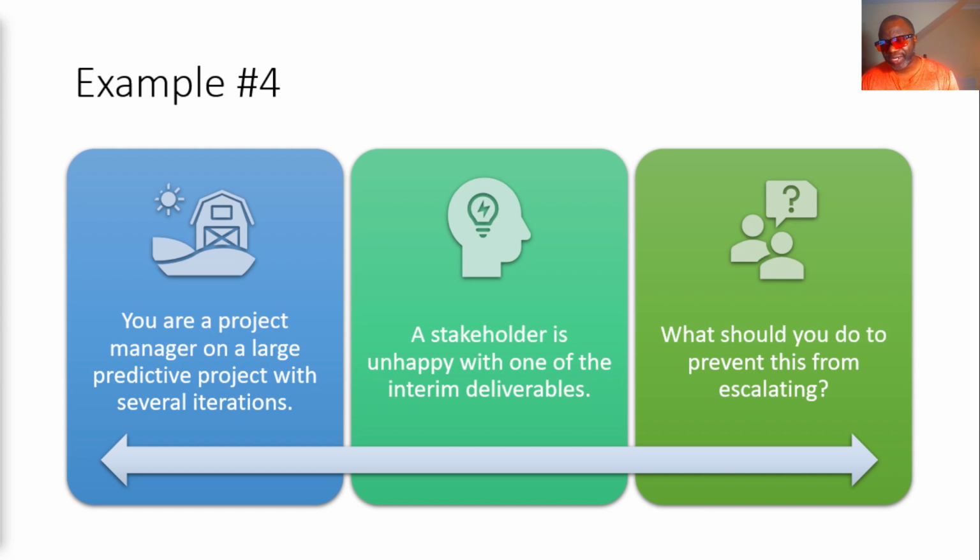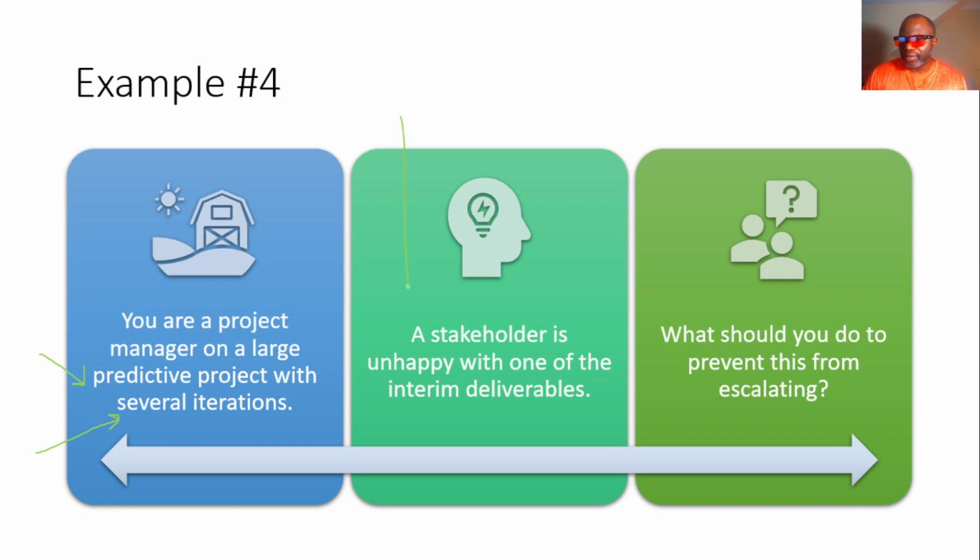Here's another example of a distractor. You're a project manager on a large predictive project with several iterations. A stakeholder is unhappy with one of the interim deliverables. What should you do to prevent this from escalating? So many distractors here. You got the distractor telling you it's predictive, but then it mentions iterations. Okay, that's already a distractor. For those of you who've read between the lines, right? That right here, that's a distractor. And then saying several iterations in predictive is a distractor. But you just got to ignore it, and you got to look at what the problem is. It says a stakeholder is unhappy with one of the interim deliverables.